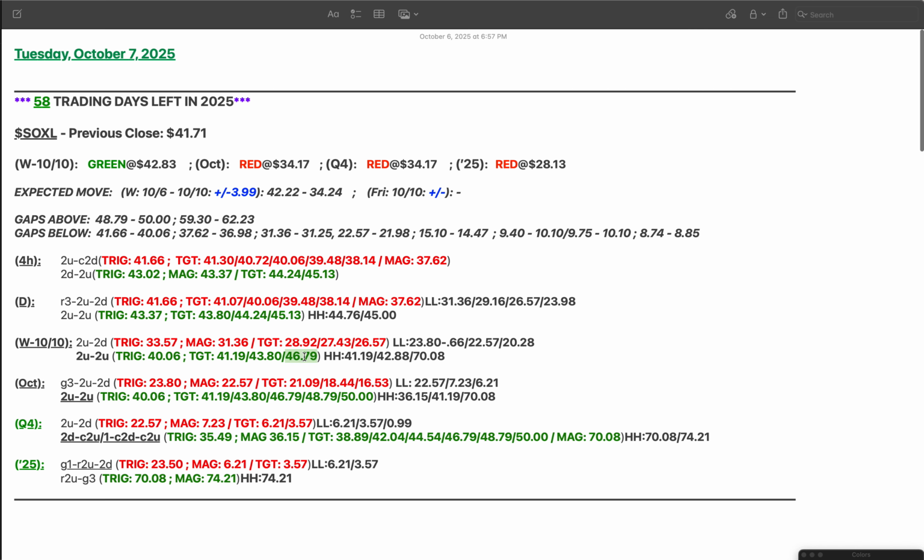Our 43.80 and 46.79 are our extended targets for the week, right? Since we do know that we went 2 up on the week, this will be a red 3 if it goes below 33.57. So red 3 is the same thing as a bearish engulfing candle, but we need to get all the way down to 33.57 for that to happen. So again, because I didn't have my notes updated here, I apologize. We are in a 2 up, 2 up continuation pattern, and we triggered at 40.06. We have a first target of 41.19, 43.80, and 46.79.